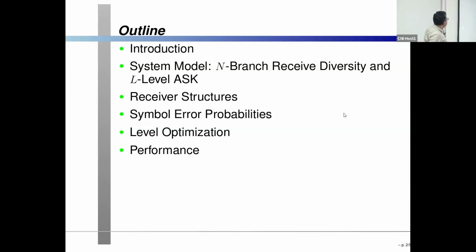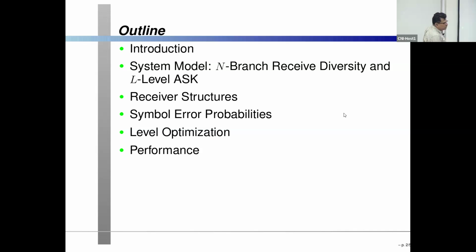So first, I'll introduce the basic topic and then delve into the system model. So we are talking of an n-branch receive diversity system with L levels of amplitude shift keying and one-sided ASK. That is, the levels could start with 0 or some positive value. It does not include both positive and negative values like is usually done for the coherent case, because it will not work without phase information for the non-coherent case.